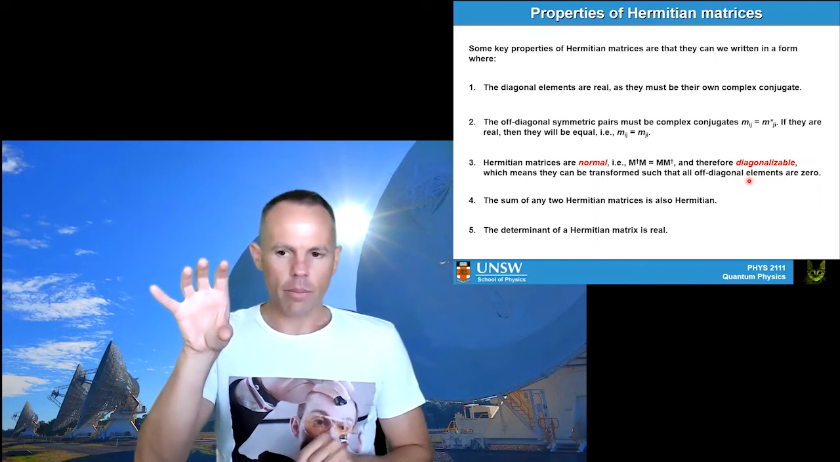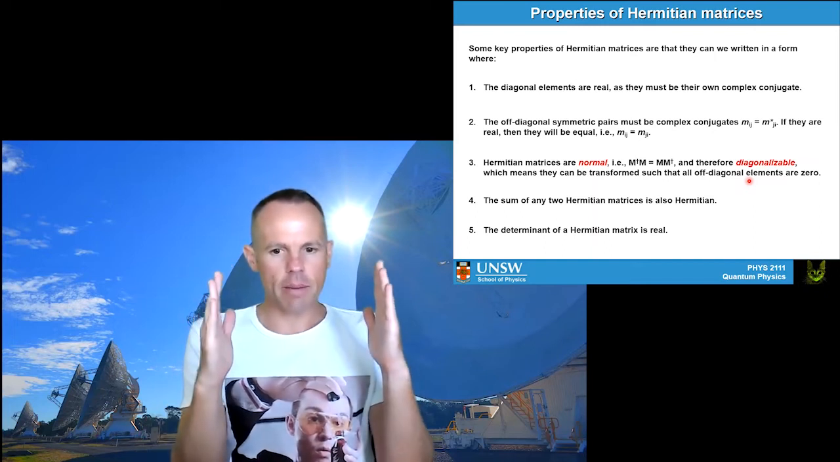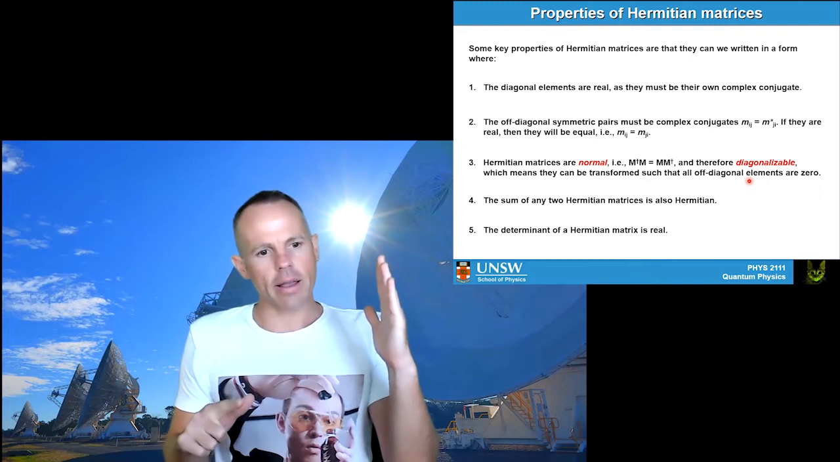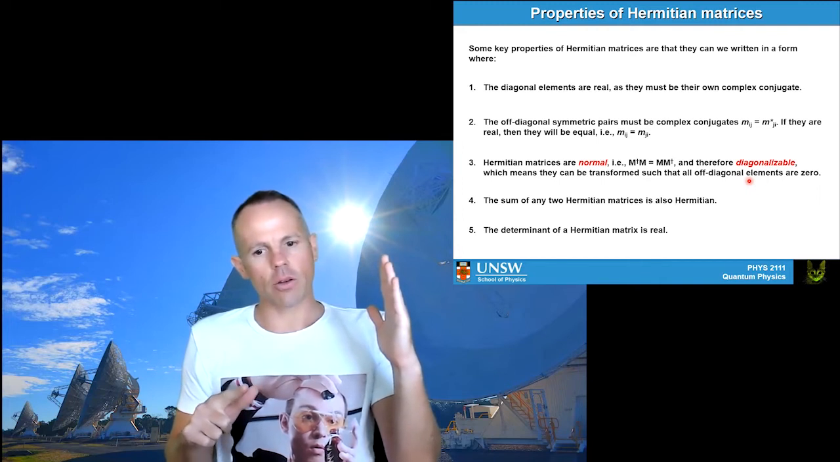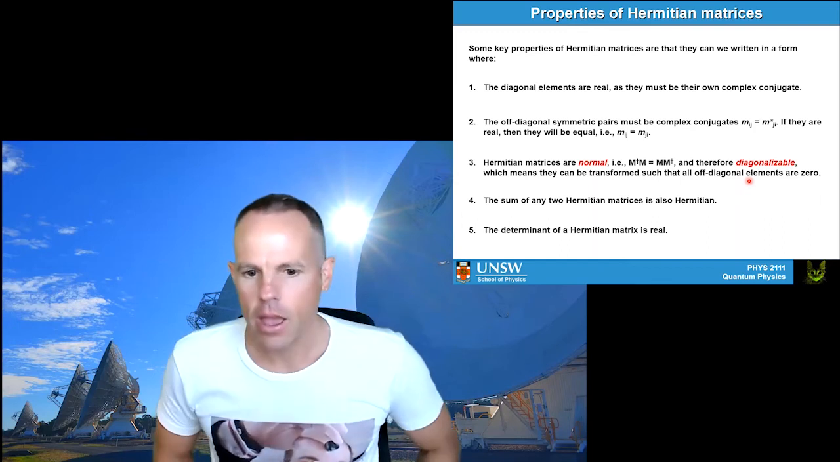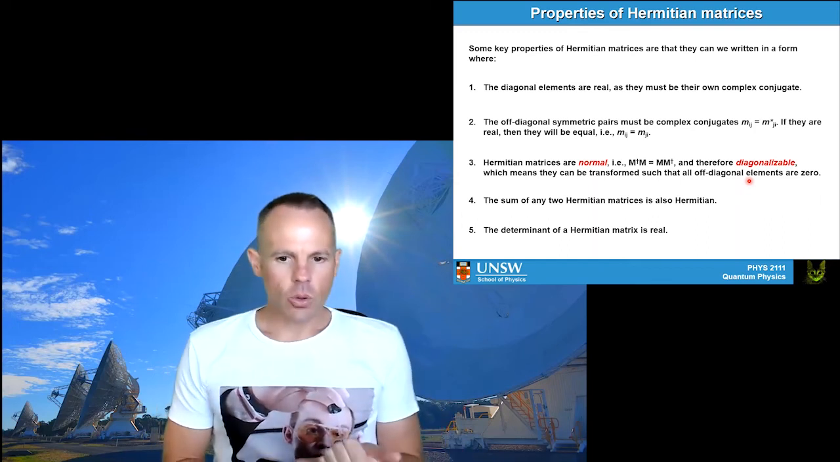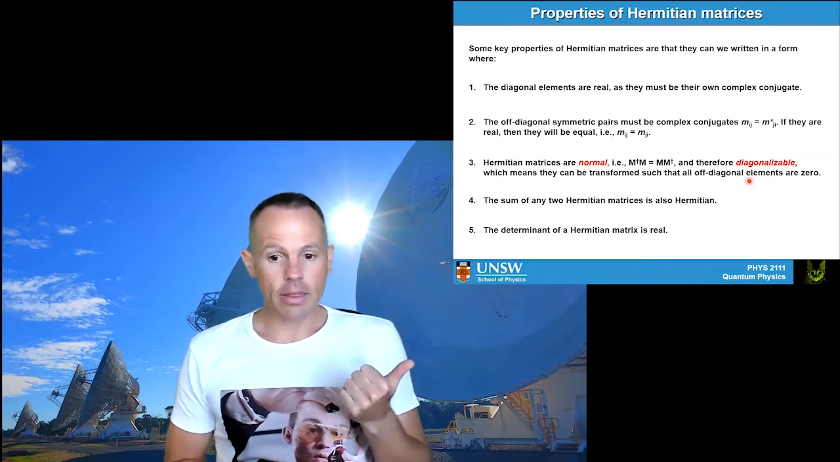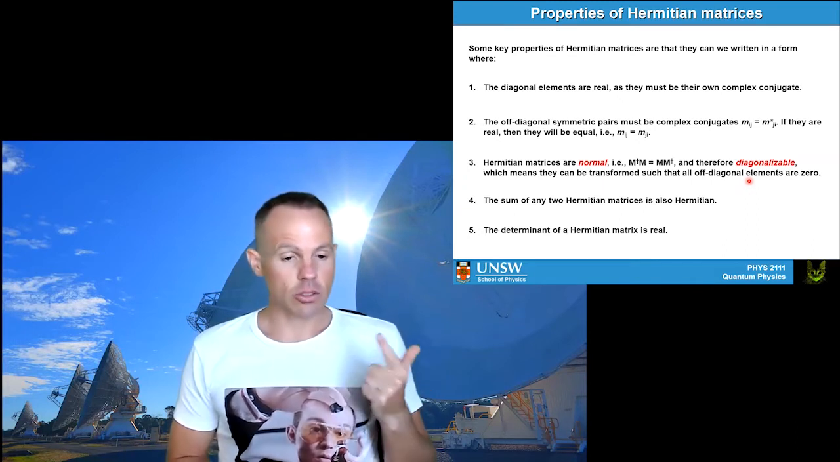But what it means is essentially you can take that matrix and transform it in such a way that only the diagonal elements are non-zero and all of the off-diagonal elements end up being zero, okay? And then the last two are that the sum of any two Hermitian matrices is also Hermitian, and the determinant of a Hermitian matrix is real.